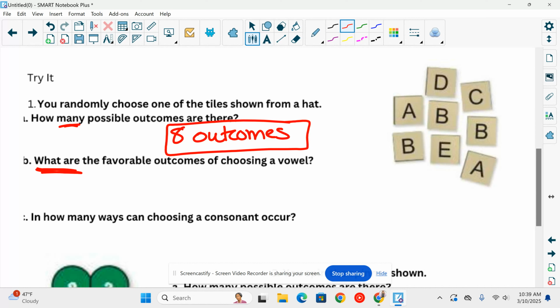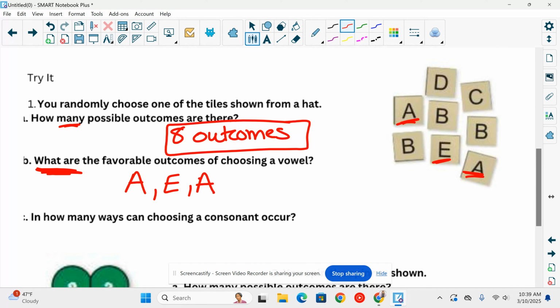What are the favorable outcomes of choosing a vowel? So what are our vowels? These 3. But it's not asking how many, it's asking what are they? So A, E, and A. These are my vowels. Those are the only ways I could draw a vowel out of the hat. I could pull an A, I could pull an E, or I could pull another A.